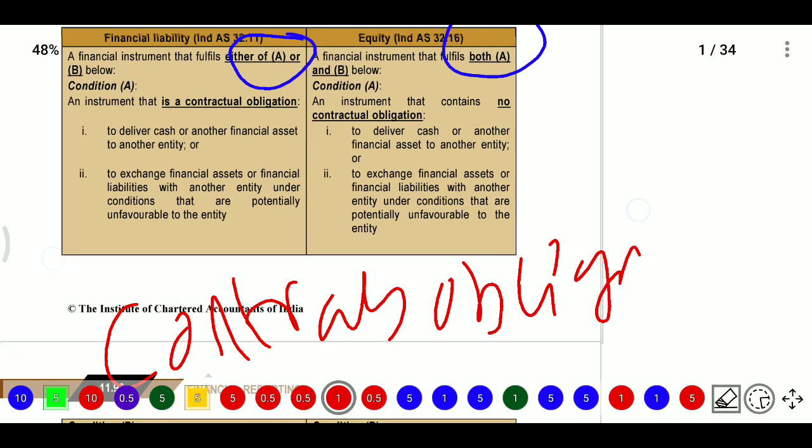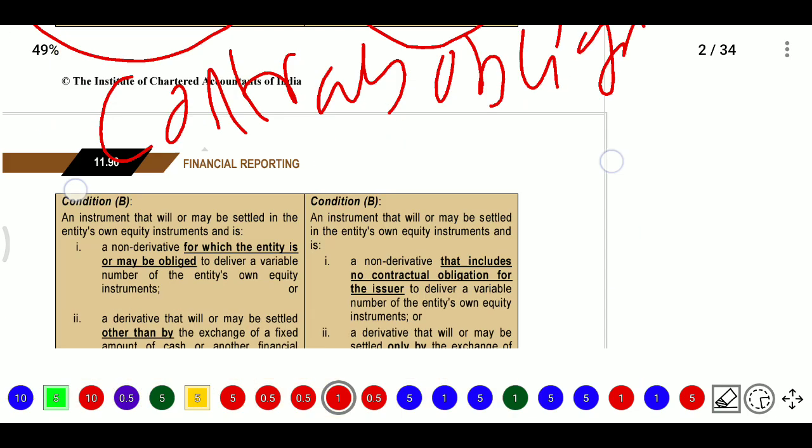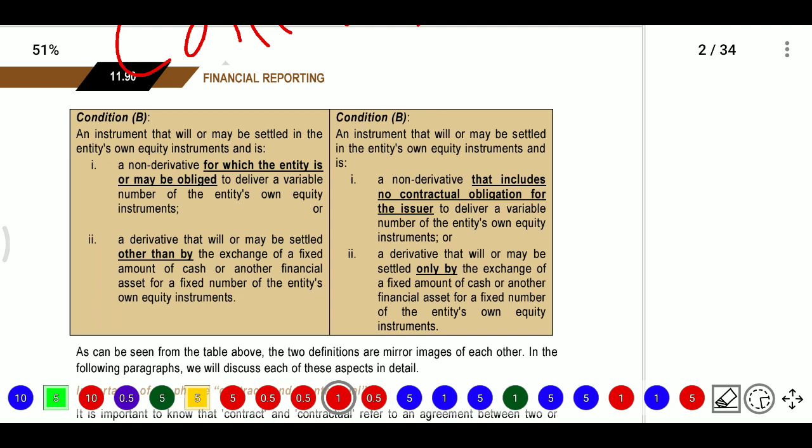So when it has a contractual obligation, it may become a financial liability. If a contractual obligation is not there, it may become equity. And the second condition is any instrument that will or may be settled in the entity's own equity instruments.